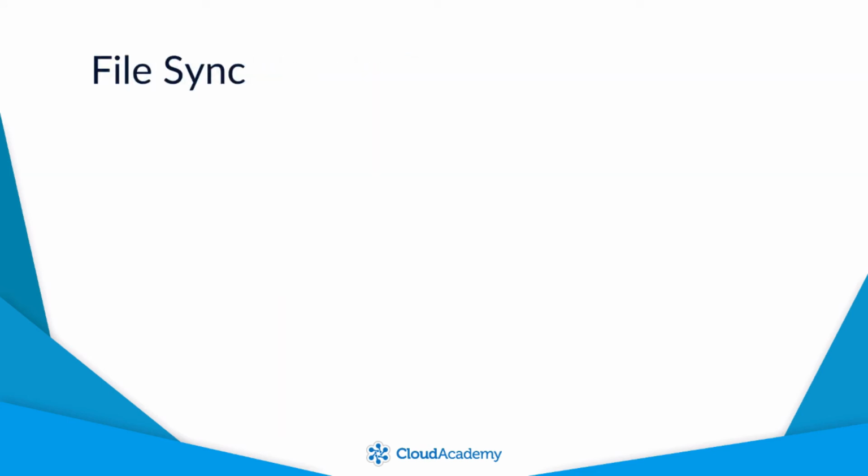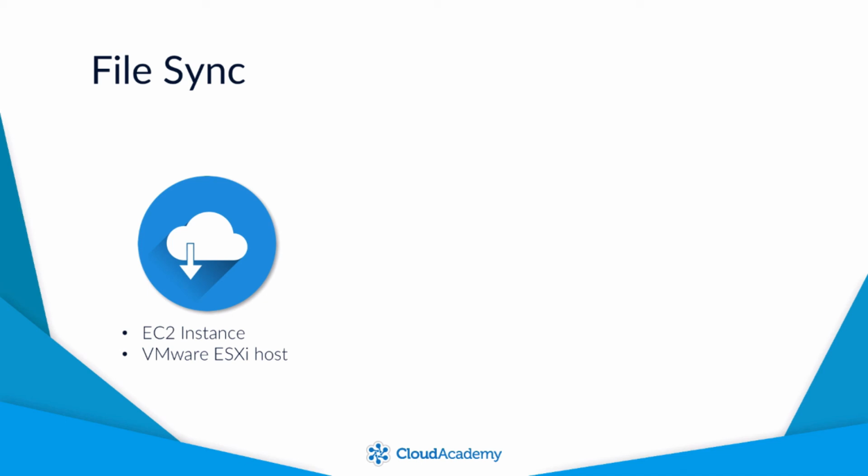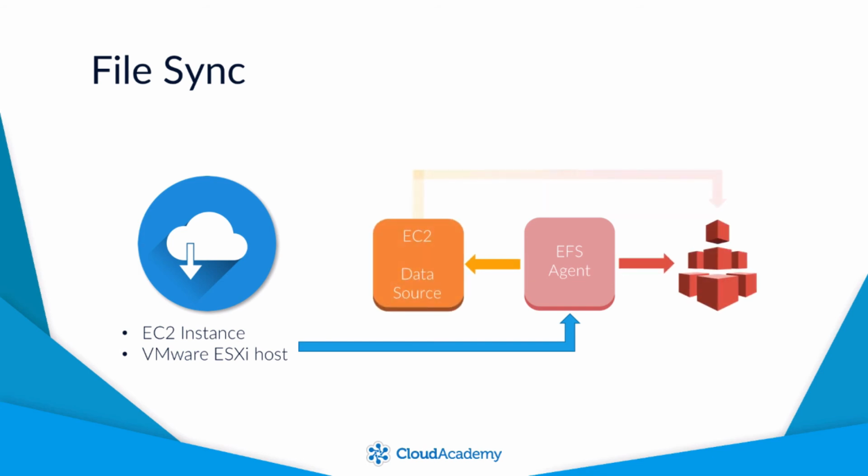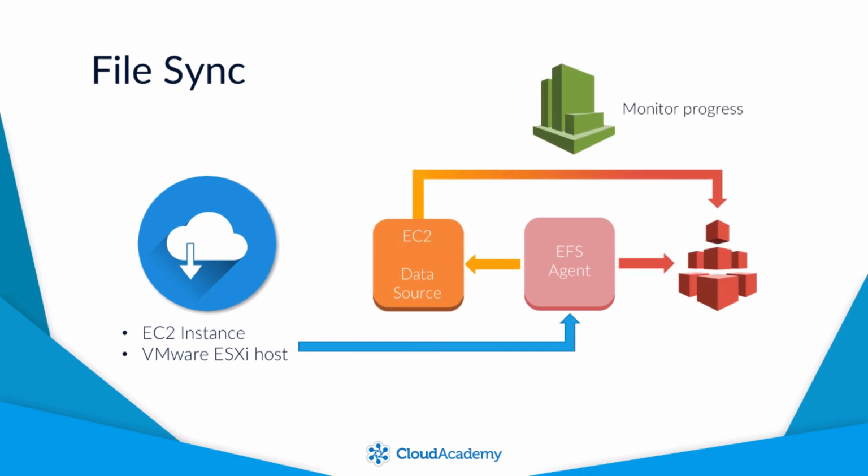If you need to sync source files from your on-premises environment, then you can download the file sync agent as a VMware ESXi host. If you are syncing source files from within AWS, then it will provide a community-based AMI to be used with an EC2 instance. This agent is then configured with your source, destination and mount target of your EFS file system details and logically sits in between them. From within the EFS dashboard, you can then start the file sync and monitor its progress with Amazon CloudWatch.